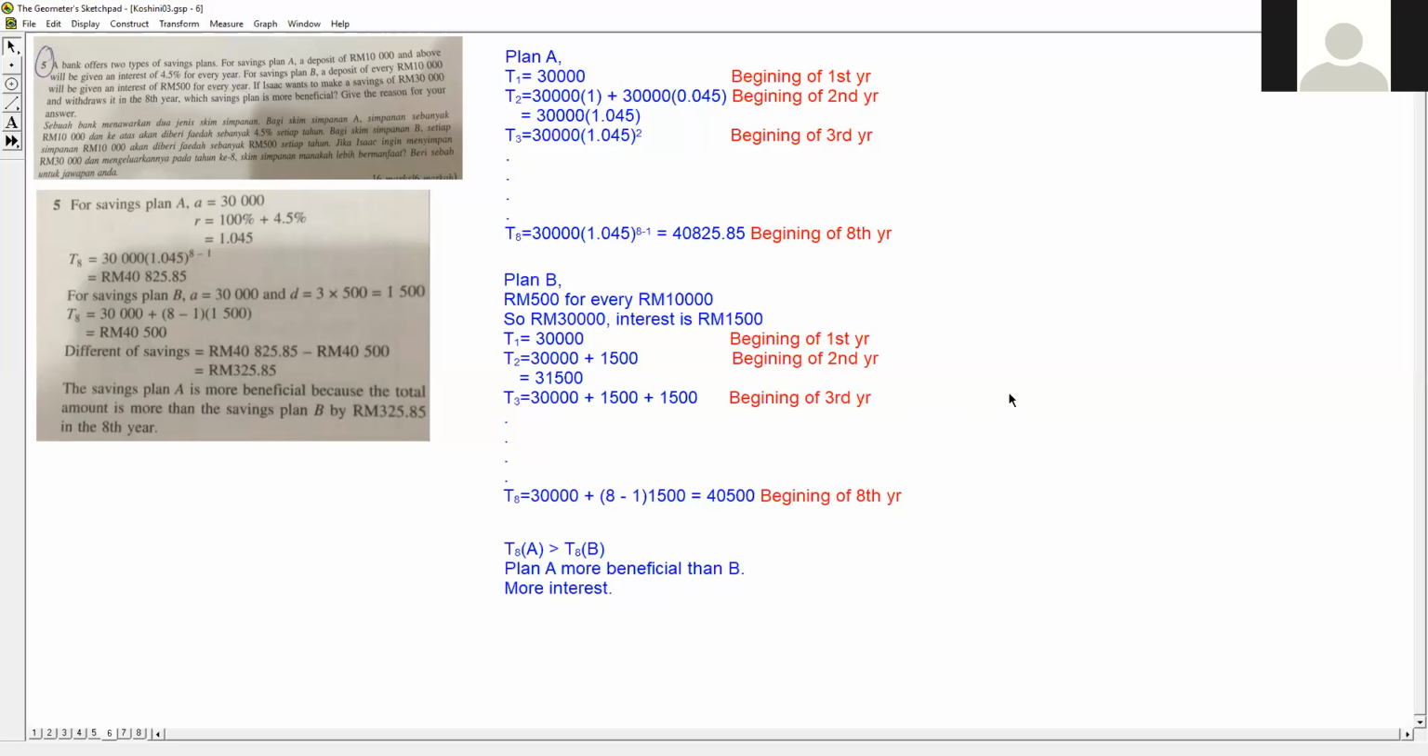Can you hear me? Can you see the sketchpad screen viewing? Can you hear me? Is my mic on? Okay, can you see the screen or not? Can you see the screen? The GSP?